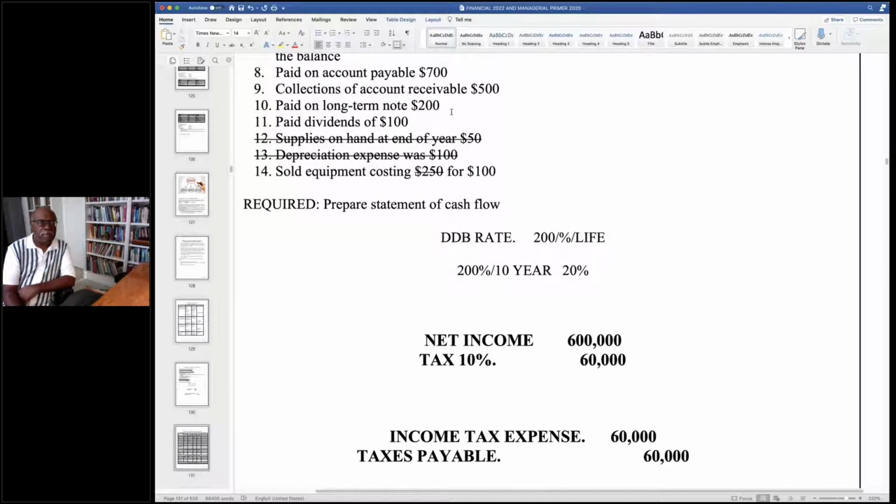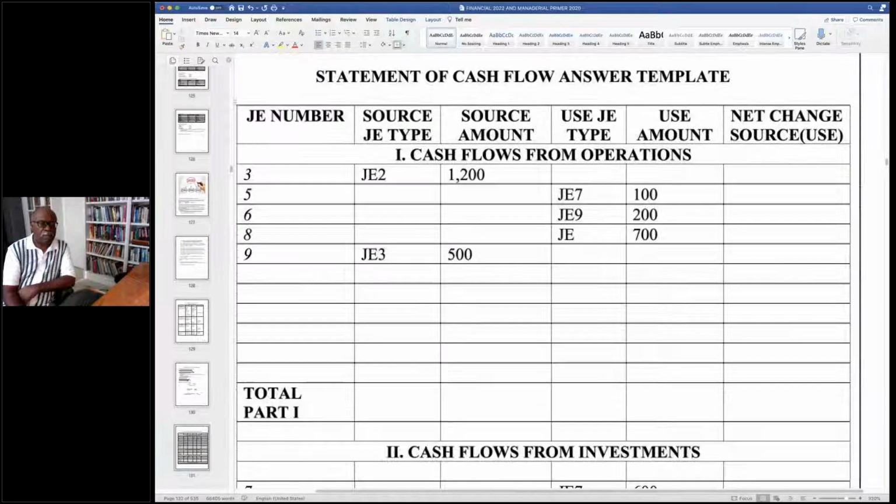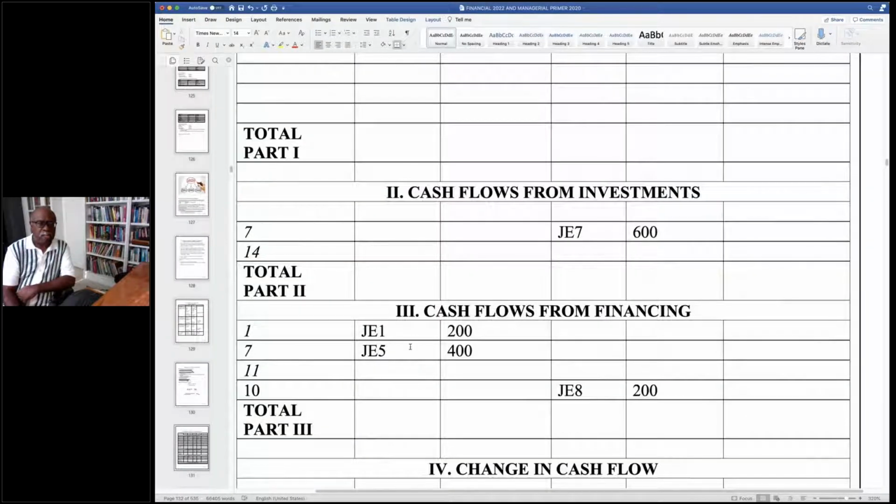Then we paid a dividend of 100. So that's transaction number 11. It's a payment, so it's going to be here. And that's journal entry, what, 10. So we've got locations for everything.